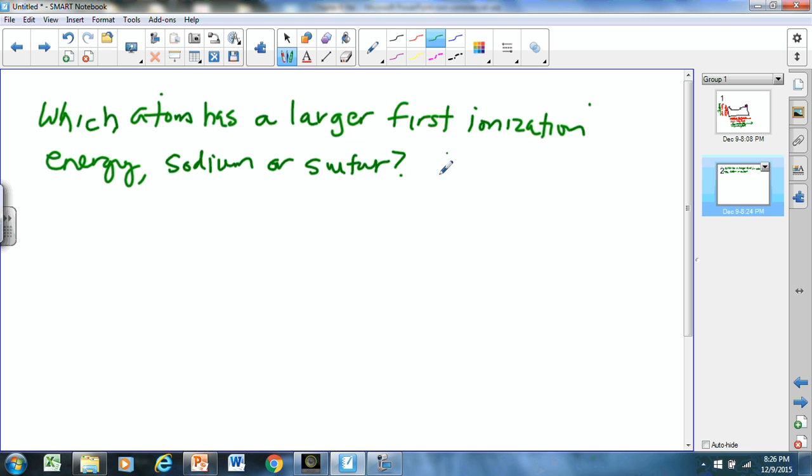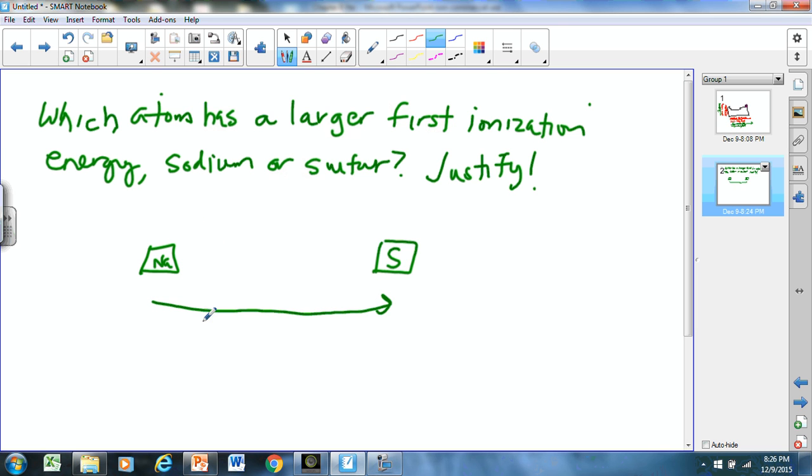And then we need to justify our answer. Okay, so now what you need to know is that sodium and sulfur are in the same row. So sodium's in period 3 way over on the left. Sulfur is in period 3 over here on the right. And we know that if we go this way, Zeff increases. We also know that as you go this way, the radius decreases, but because the radius decreases, the ionization energy increases.